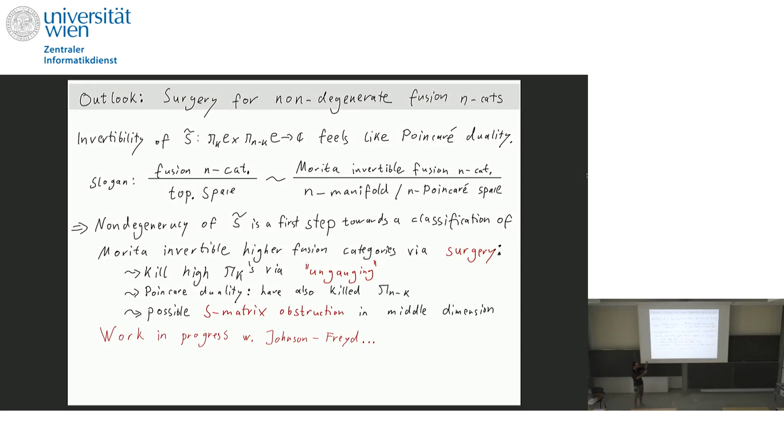But then Poincare duality tells us that we've also killed these low-level pi n-k's, which are a priori much harder to kill, via this S-matrix invertibility. And so by just killing these higher homotopy groups, which are easy to kill, you've also killed these low-dimensional groups. And in the end, depending on which dimension you are, you get a possible obstruction in the middle dimension. But this is all work in progress.